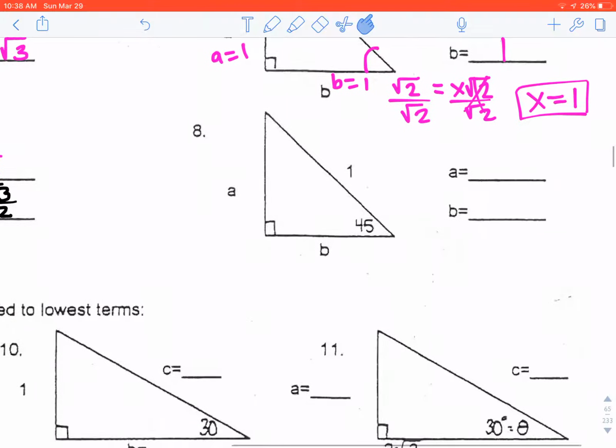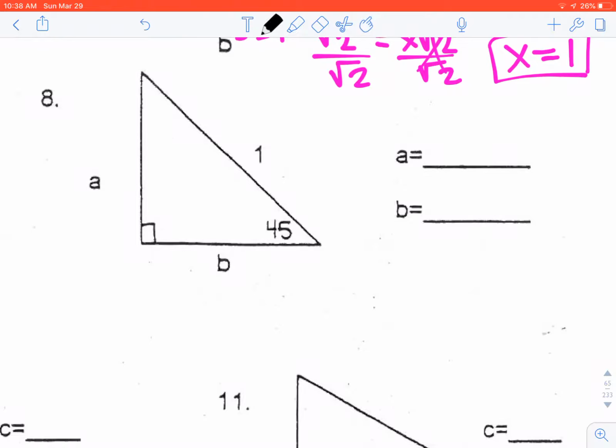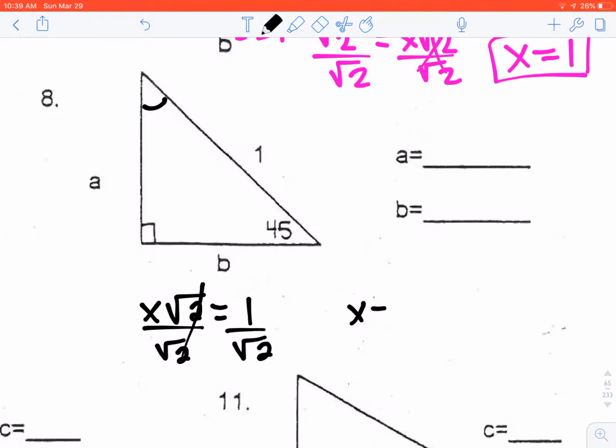Okay, number 8 is a 45, 45, 90 triangle. We have the hypotenuse is 1. We are looking for the legs. So we're going to start with, we know our hypotenuse is equal to x square root 2. We're going to set it equal to what the hypotenuse is, which is 1. To solve for x, divide both sides by square root 2. So x equals 1/square root 2. We're going to rationalize the denominator, so multiply the top and bottom both by square root 2.